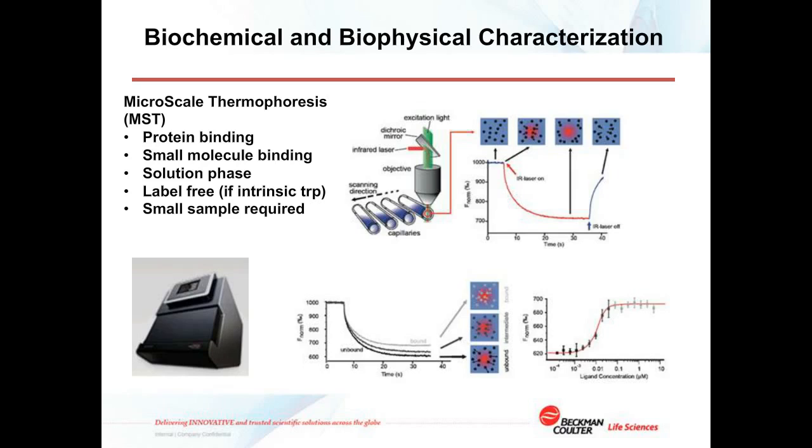As ligand concentration goes up, the speed at which the protein is migrating out of the thermophoretic gradient goes down.